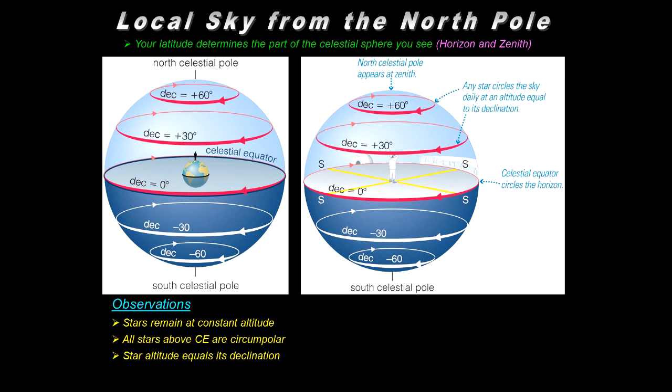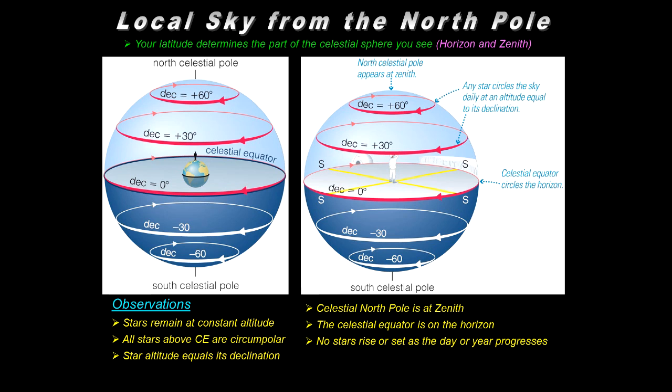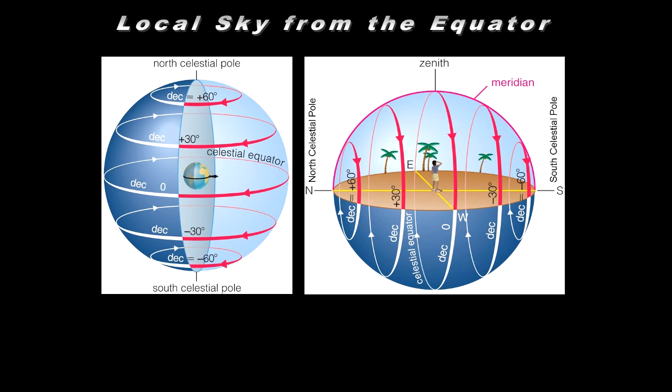Isn't that something? The celestial North Pole is at your zenith. So here it is. This is just another equivalent image. Where you're standing, your horizon is explicitly shown here. And of course we have the stereotypical igloo at the North Pole. The celestial equator is on the horizon. No stars rise or set as the day or year progresses. So it doesn't matter what time of the day or the year, the stars that you see are there swirling around you.